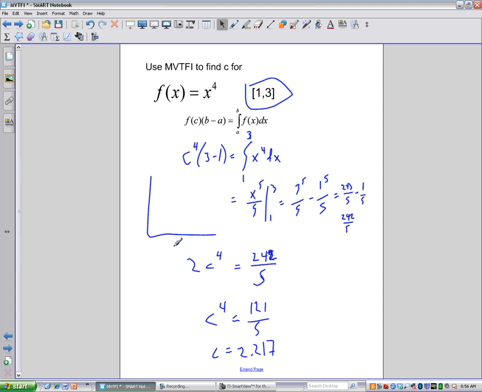So if we had this curve x to the 4th, which maybe looks like that, it goes through the origin, but general idea, between 1 and 3, right about here, I would draw the just right rectangle. Okay? That's how it works. Mean value theorem for integrals.